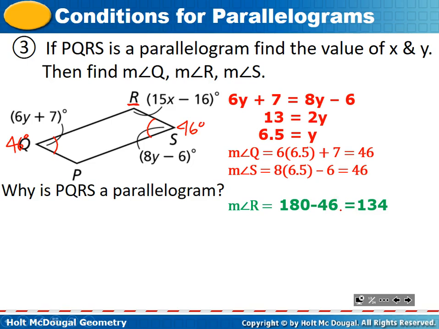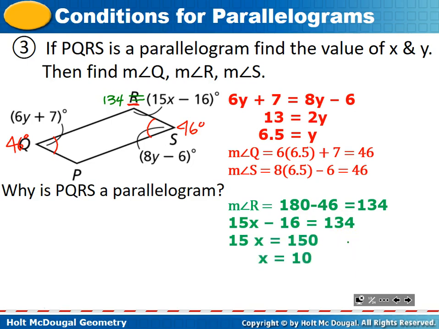So that means we can set this equation equal to 134, because that's the measure of that angle, because again, they're supplementary because they are consecutive angles. So we plug that equation in on one side and the value of 134 on the other. We add 16 to both sides and divide by 15. That gives us x is equal to 10.